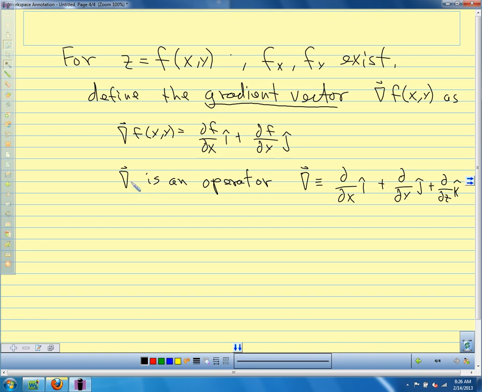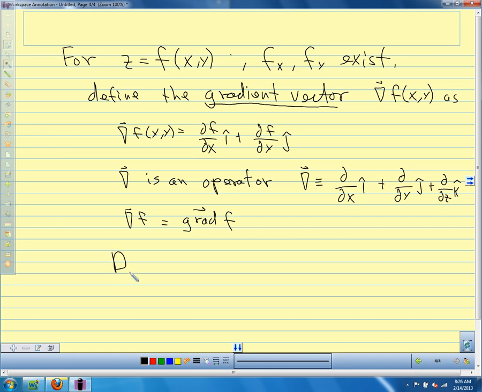The other way that you'll see del notated, and this is an older symbol, is grad. You'll see the word grad, gradient. So del f and grad f mean the same thing. So that book, Div Grad Curl, that's the grad in div grad curl. So using the gradient, we can write the directional derivative very compactly.